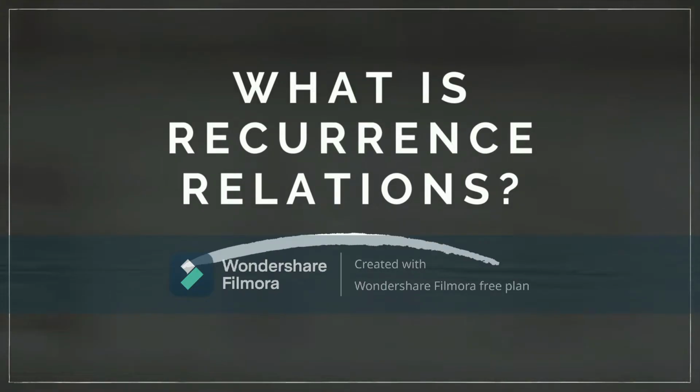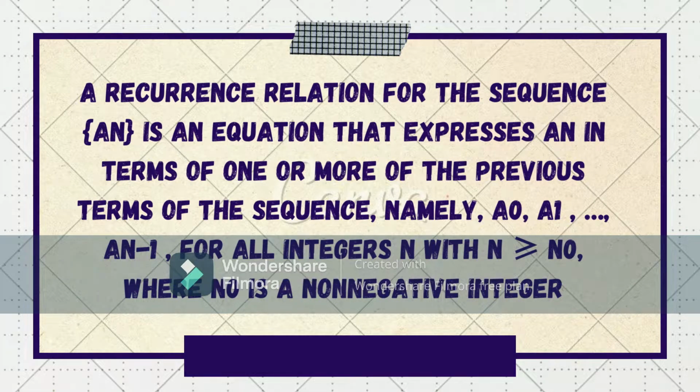Recurrence relation: a recurrence relation for the sequence a_n is an equation that expresses a_n in terms of one or more of the previous terms of the sequence, namely a_0, a_1, ..., a_{n-1}, for all integers n with n greater than or equal to n_0, where n_0 is a non-negative integer. It means that if n_0 is a negative integer, it cannot be a recurrence relation.